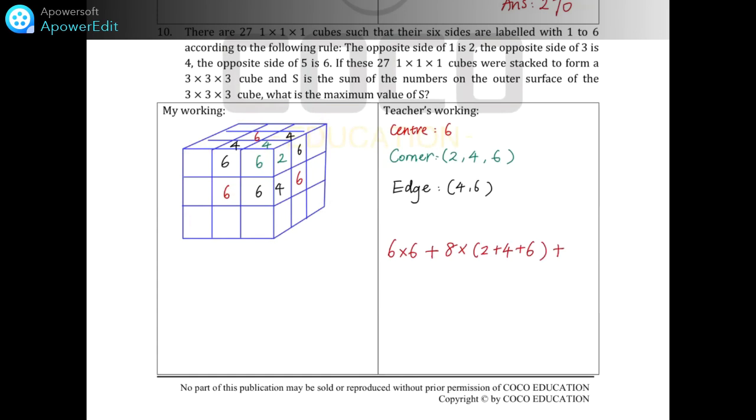Then we have 12 edges. There are 4 on top, 4 in the middle, there's 1 at the back, and 4 at the bottom. Those two at the back, we cannot see them. So the total is 12 edges. 12 times 4 plus 6. Okay, everything added together equals 252. So the answer is 252.